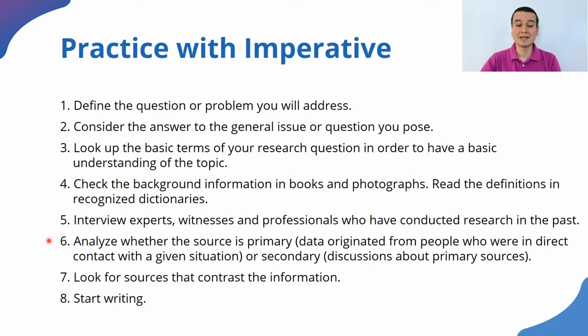Okay. 6, analyze whether the source is primary, data originated from people who were in direct contact with a given situation, or secondary, discussions about primary sources, like books, for example, are discussions about what people saw. 7, look for sources that contrast the information. All right? And 8, start writing. So before you write, those are the steps that you have to follow so that you're ready to write your research report.